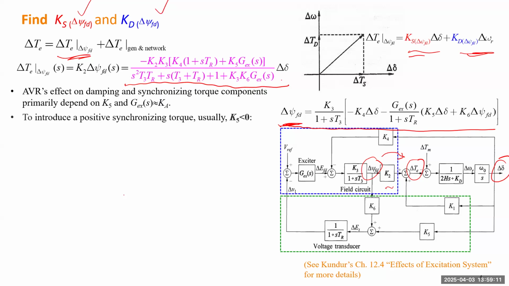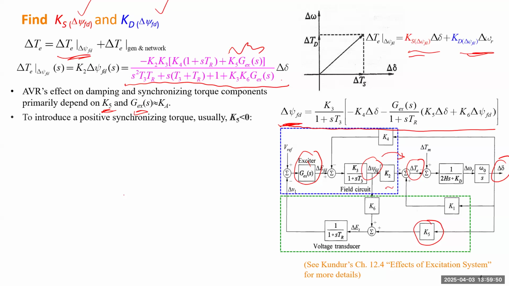Usually the AVR of the generator has some effects on the damping or synchronizing torque components, and the two most critical components in the transfer function will be K5, and the model of the exciter. K5 is here, exciter is there. Why? Because those two appear here, right? Depending on the range of the value. Remember one thing we discussed.